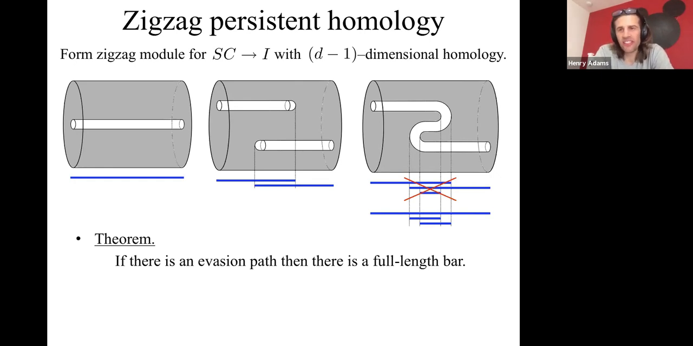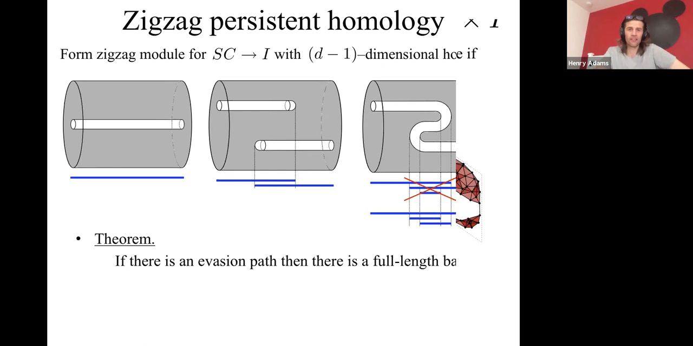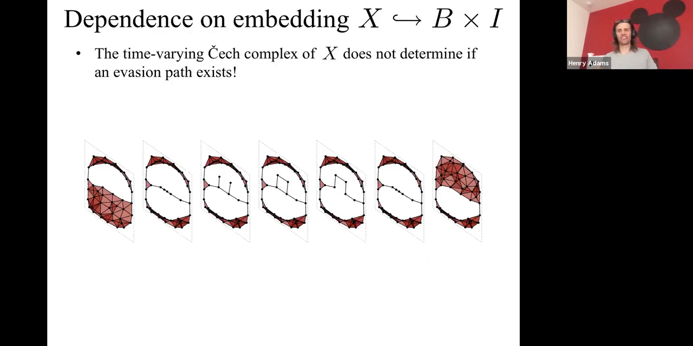And the reason for this is not really the fault of zigzag persistence. There's no if and only if criterion using this connectivity data varying over time to decide whether an evasion path exists or not. So let me try to convince you of this. I'll do this using two examples, and in a moment I'll show you the video for both examples.